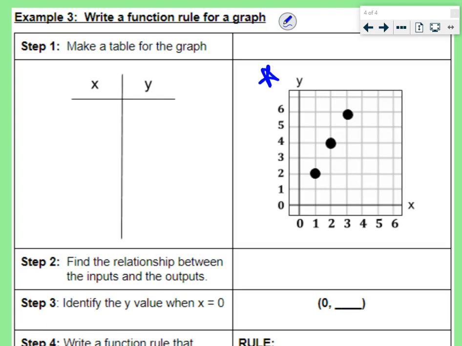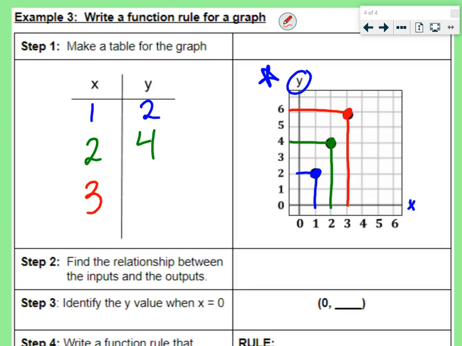We want to write our coordinate points. So this point right here that I just shaded in blue, we need a coordinate point for that. Our x value is 1. So we'll put 1 in our x column, and our y value is 2, so we'll put a 2 in the y column. Here, this point that I just shaded in green, our coordinate point would be 2 for our x, and then 4 for our y. And then lastly, we look at this red dot, which is 3 on the x-axis and 6 on the y-axis.